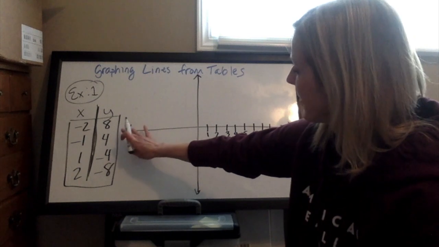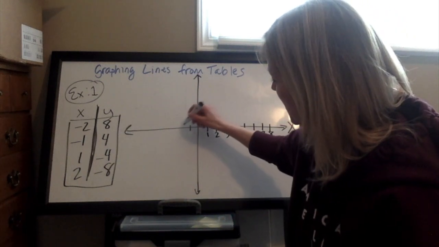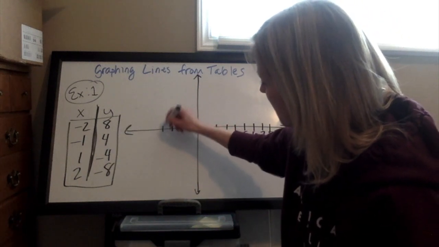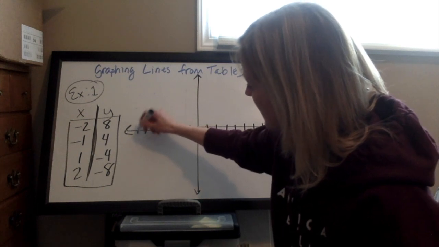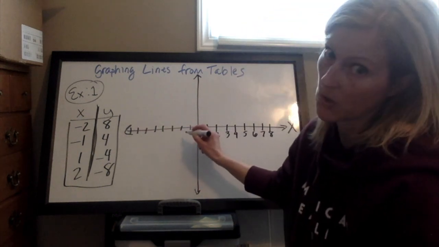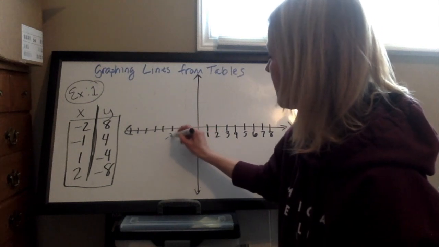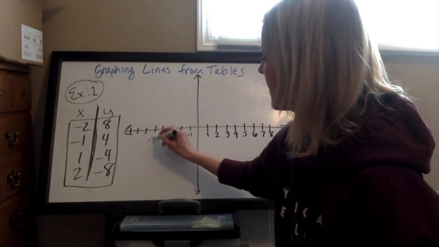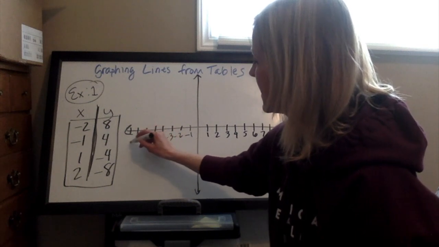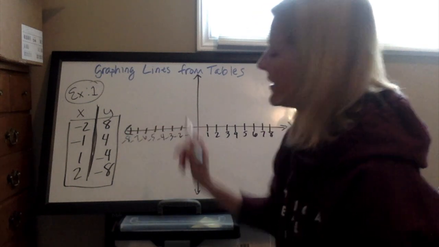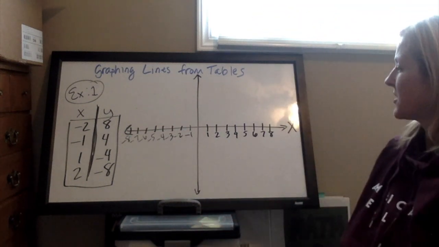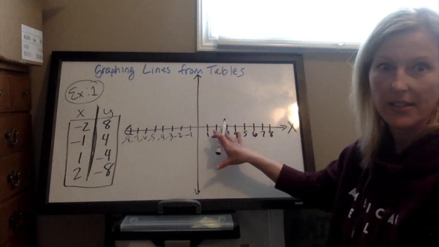Over on this side is going to be my negative numbers. So I'm going to go 1, 2, 3, 4, 5, 6, 7, 8. And I'm going to label those, but they're going to be negative. So -1, -2, -3, -4, -5, -6, -7, and -8.